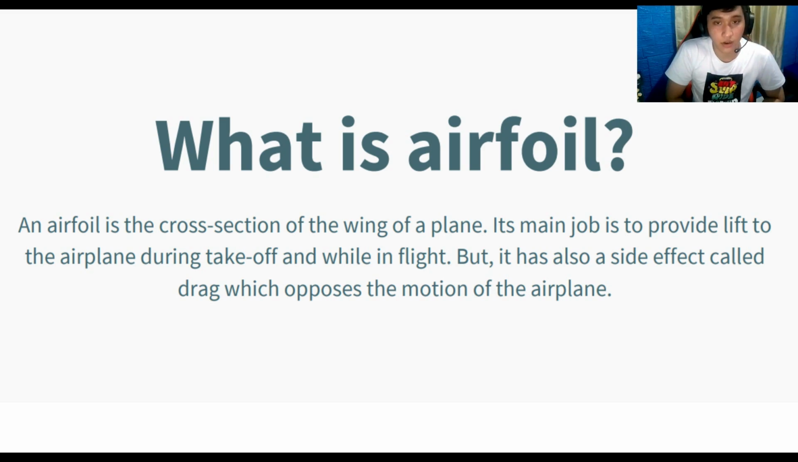An airfoil is the cross-section of the wing of a plane. Its main job is to provide lift to the airplane during takeoff and while in flight. But it also has a side effect called drag, which opposes the motion of the airplane. The amount of lift needed by a plane depends on the purpose for which it is to be used. Heavier planes require more lift, while lighter planes require less lift than heavier ones. Thus, depending on the use of a plane, the airfoil section is determined.